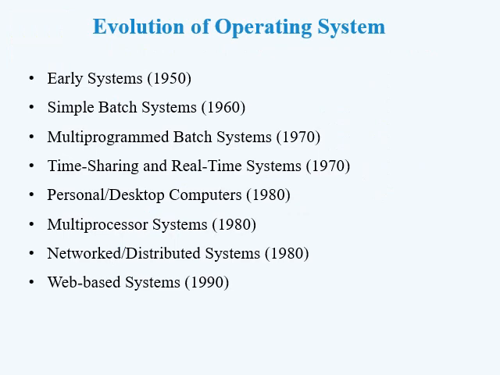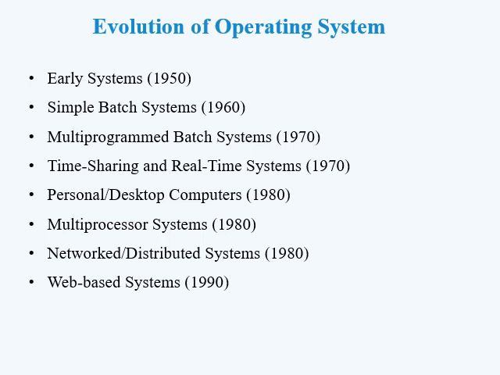The first computer system was introduced in the year 1940 without any operating system. In later 1950, the first operating system called GMAS, that is General Motors Operating System, mainly for IBM machines, was introduced. In 1960, the simple batch processing operating system concept was introduced. In 1970, the multi-programming operating system and time sharing concepts were introduced.